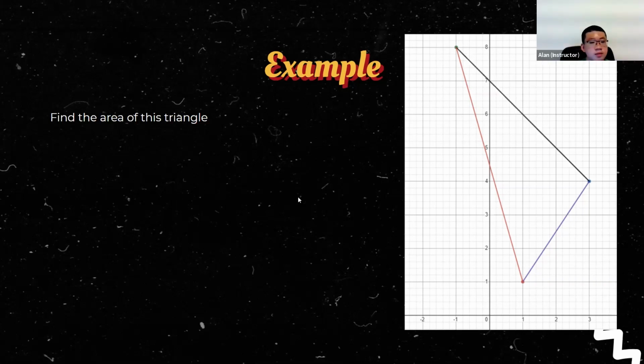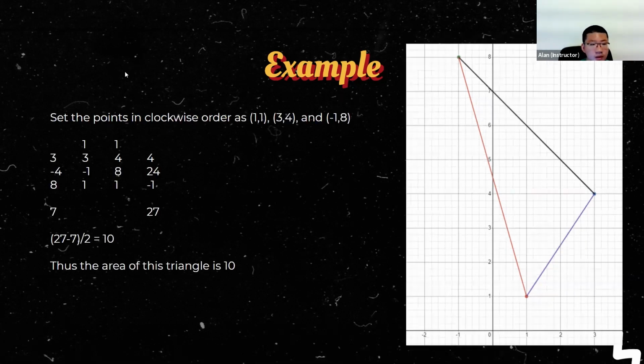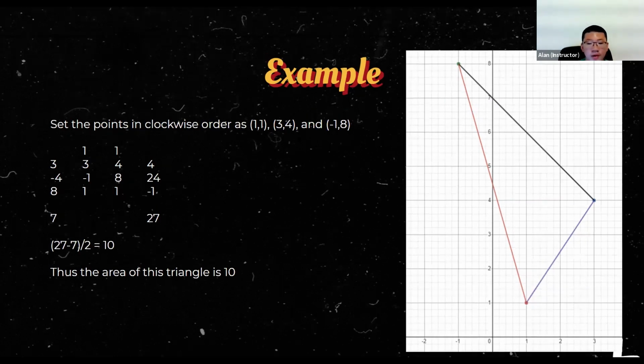Alright, so I see that some of you have gotten it, so now I'm going to move on to the answer. So the points are (1, 1), (3, 4), and (-1, 8). Using the shoelace method, you write them down in clockwise order. That part's important. We can start at the bottom with (1, 1), then move to (3, 4), and then finally (-1, 8). And then we finish off by writing another (1, 1).